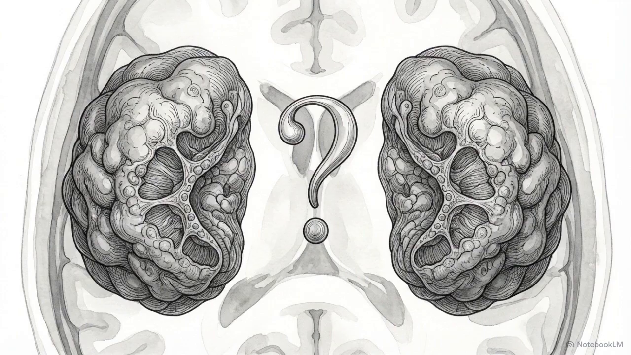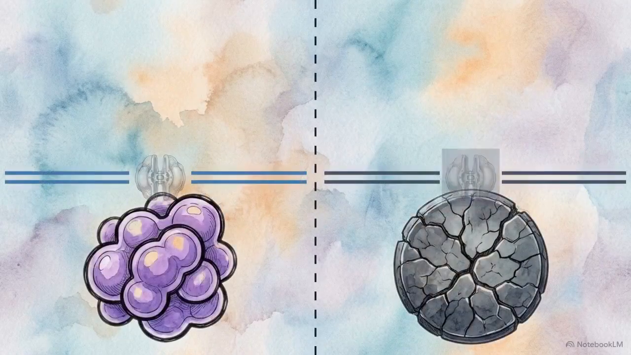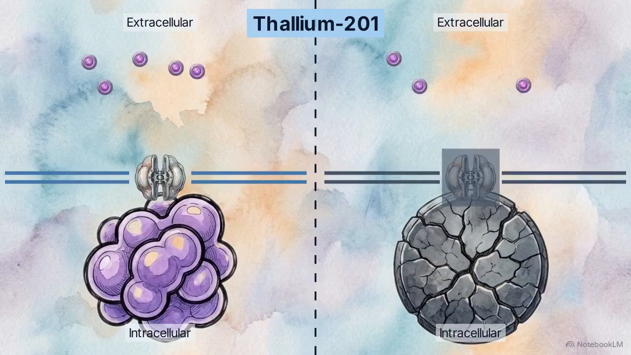In neuro-oncology, standard imaging presents a high-stakes dilemma, distinguishing recurrent tumor growth from post-treatment radiation necrosis. Both appear as abnormal masses on an MRI. To differentiate the two, nuclear medicine uses thallium-201. This tracer is a potassium analog that requires the sodium-potassium pump to enter a cell. Because this specific pump requires cellular energy to operate, thallium relies entirely on active transport.